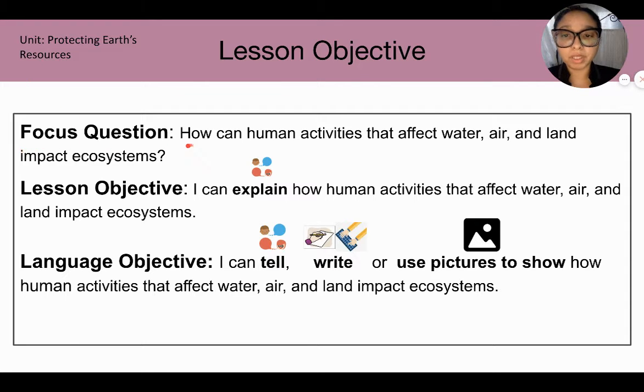Here is your focus question. How can human activities that affect water, air, and land impact ecosystems? Here is your lesson objective. I can explain how human activities that affect water, air, and land impact ecosystems. Here is your language objective. I can tell, write, or use pictures to show how human activities that affect water, air, and land impact ecosystems.